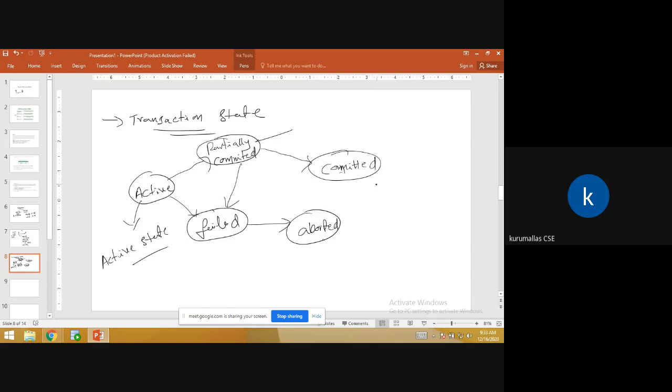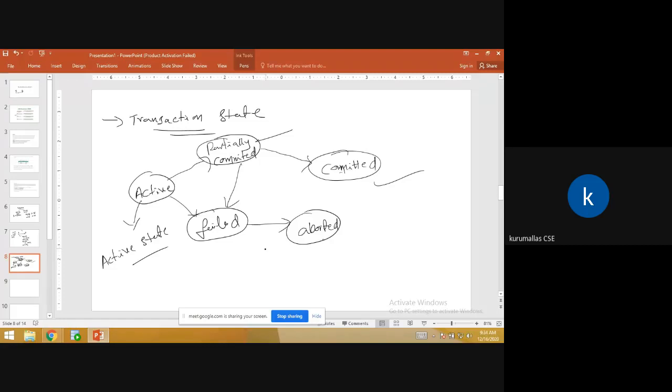Next, the last one is the committed state. It occurs after the successful completion of the transaction. If there are no failures, so it is not partially committed, it is not failed, it is not aborted, and everything is successful, so the data before the transaction and after the transaction are the same, then we commit the transaction. It will be sent to the committed state. This is about transaction states.